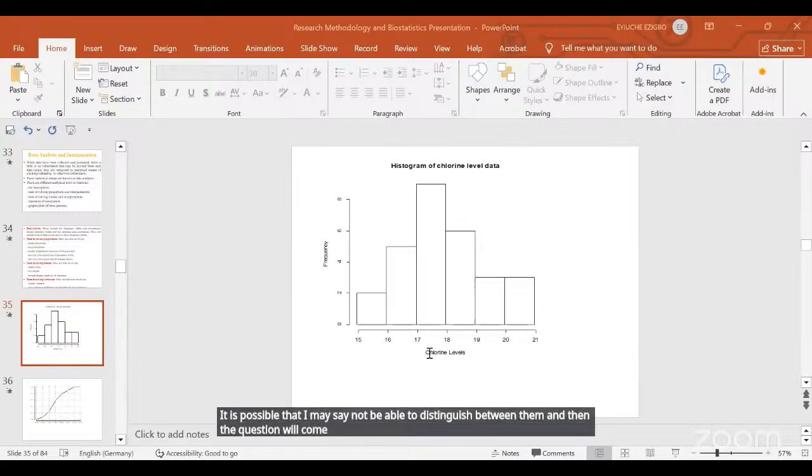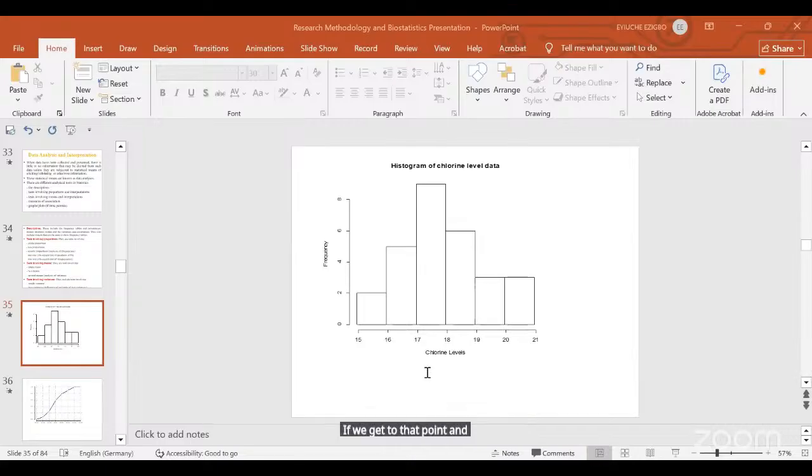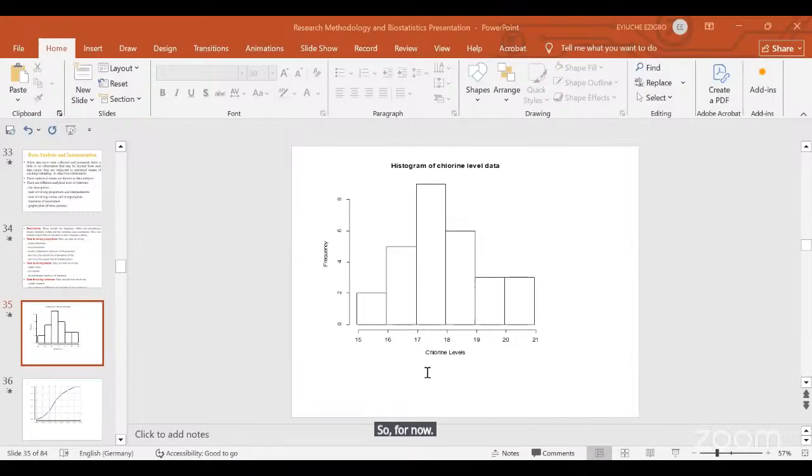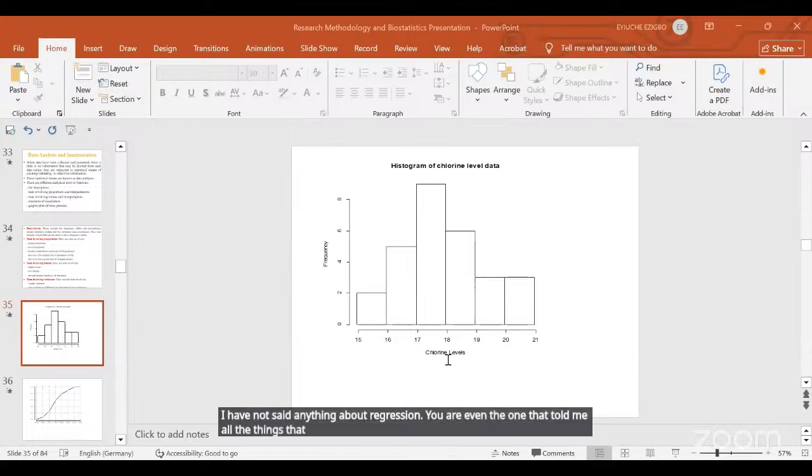So what am I trying to say? Why don't we wait? If we get to that point and they explain that, or if we are not able to meet it, then we can now ask what is the difference between them. So for now, know the chi-square test which I have tried to explain. I mentioned the regression in person. I have not said anything about regression. You were even the one that told me all the things that you told me about the regression.